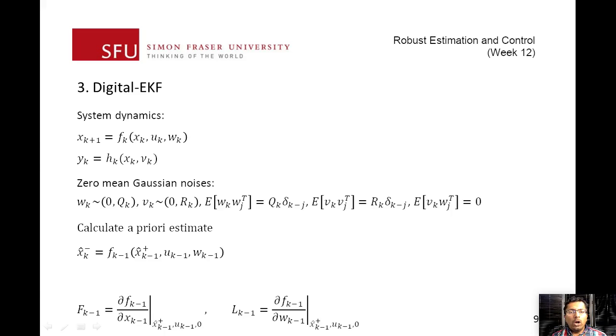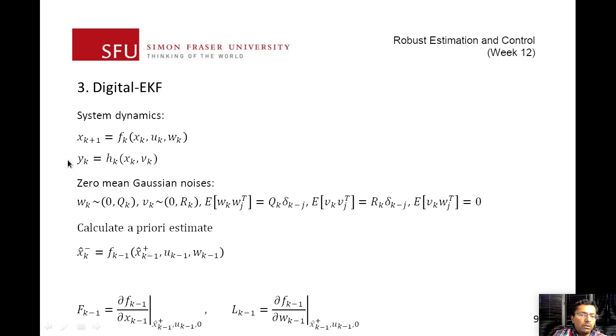So next we move on to the digital or discrete time extended Kalman filter. Here we have the system model. Instead of a derivative, there's going to be a time step. So we have a similar model where x_{k+1} is some nonlinear function f_k, a nonlinear function of the states, the inputs, and the noise.